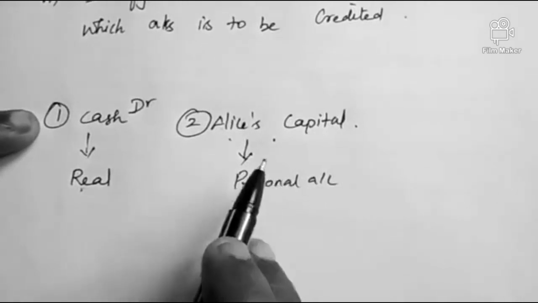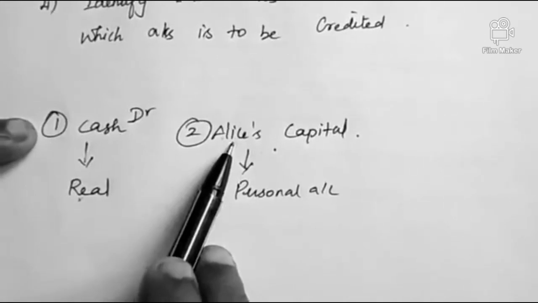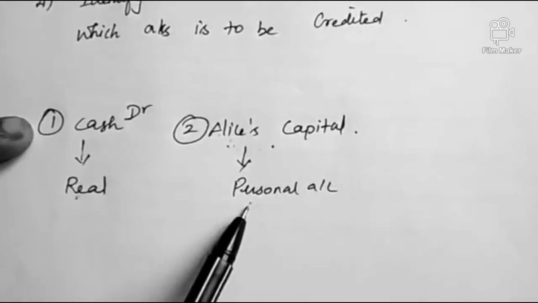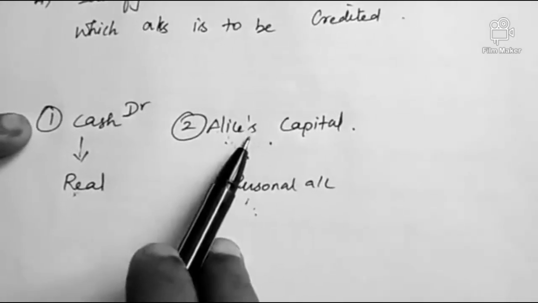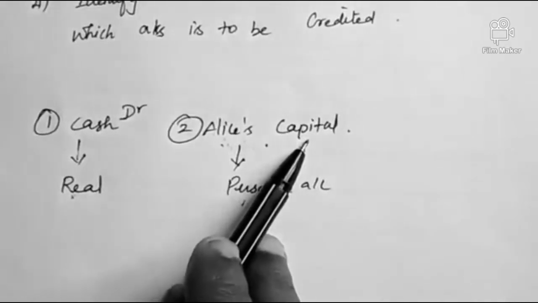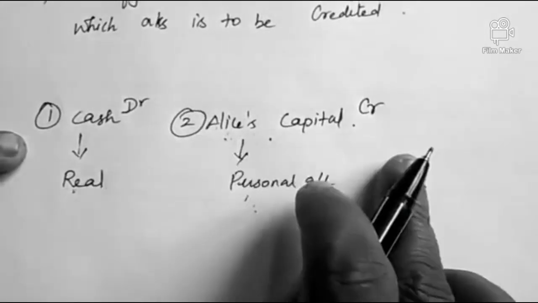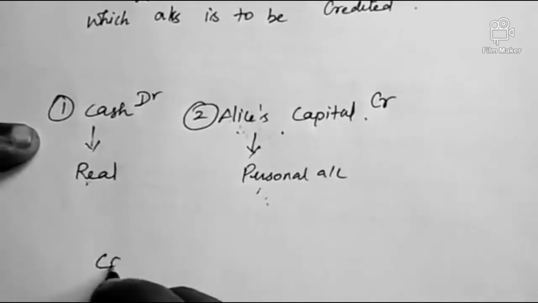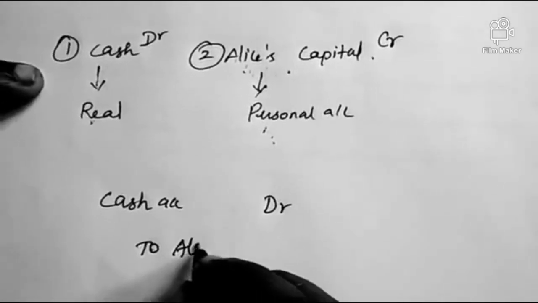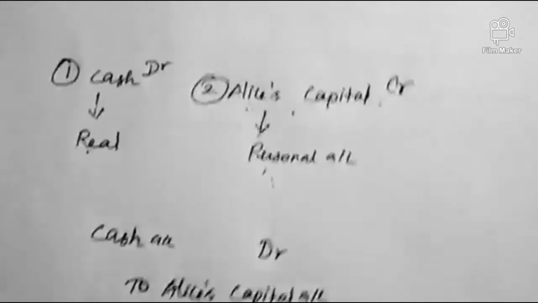Just see the second one, Alice capital. Is Alice a receiver or giver? She is a giver. What is the personal account rule? Debit the receiver, credit the giver. Alice is a giver. She contributes an amount into the business. From the business point of view, she is a giver. So just credit the Alice capital account. So the entry for this transaction is cash account debit to Alice capital account. Just write this transaction.